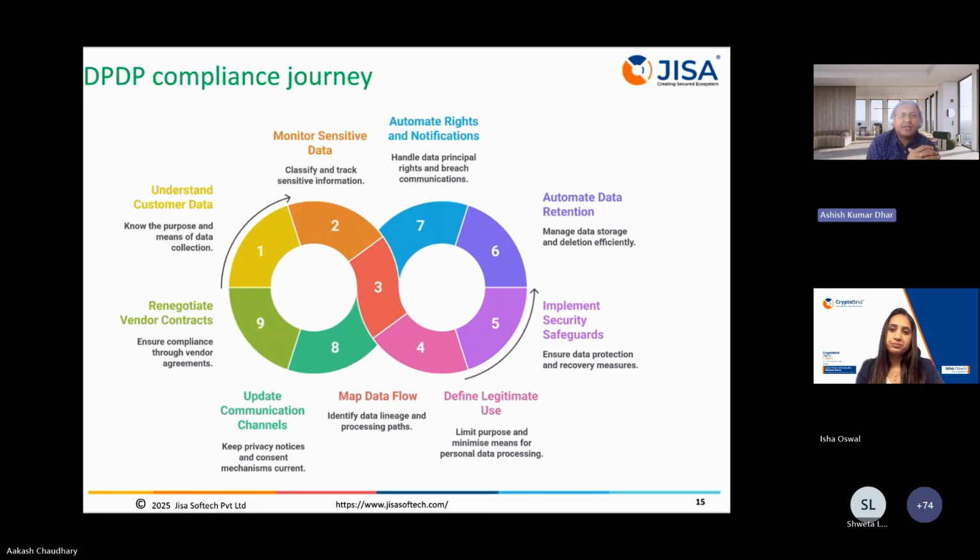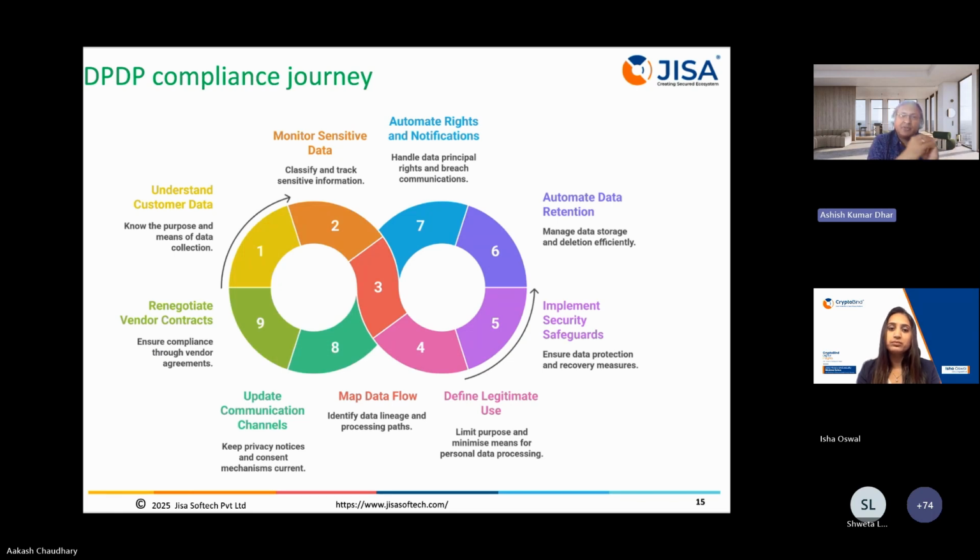Map the different data flows from within your departments to your contractors, partners, third-party providers, the regulators as well, and define and limit the purpose and means of how the data has to be shared and collected. Implement security safeguards, implement data retention and storage mechanisms to comply with the rules, and automate the rights and notifications about what data principals are going to ask about their data.